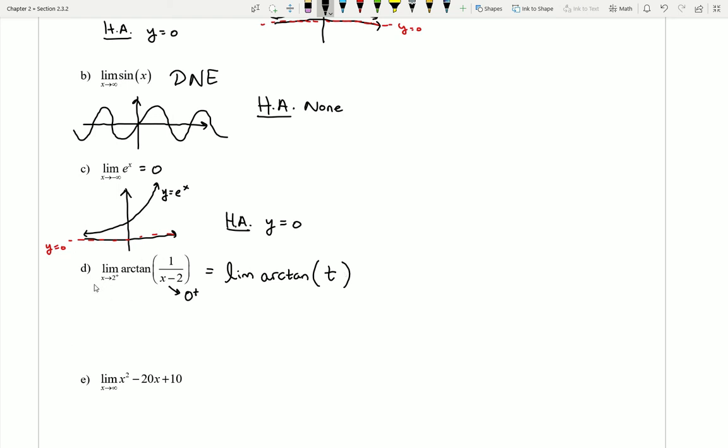And if x is approaching 2 from the right, then we've actually seen that this entire inside is actually approaching infinite. And so now we can think about this question. Really, I have an arctangent function whose input is approaching infinite size. And like we had seen back in our opening motivation, that should give me the value of pi over 2.